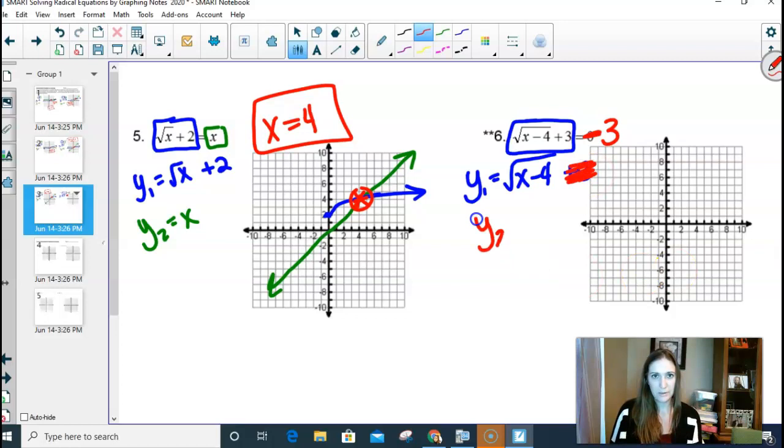So in y2, we'll be graphing -3. Had you kept it at 0, it's fine. You still will get the same answer. I'll show you what that weird answer is right now.